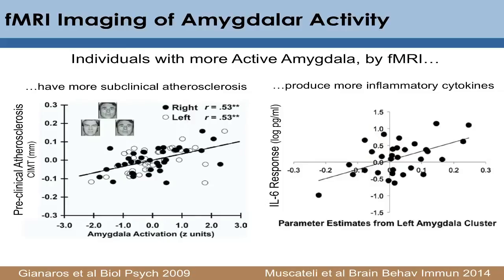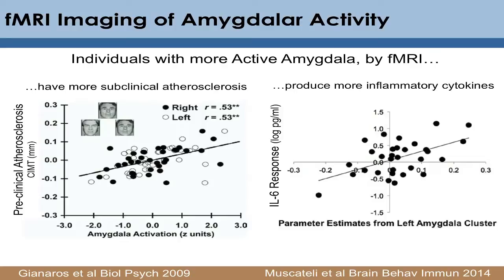One of the areas that we would be interested in to look at stress is the amygdala. It is the part of the salience network. When things change in the environment, the amygdala becomes upregulated. What we've learned from fMRI studies is that individuals with more active amygdala by these fMRI tend to have more subclinical atherosclerosis and produce more inflammatory cytokines. Let me explain what this slide shows. So if you look at the amygdalar activation by the imaging scan, those who have more activation end up having more enlargement of the carotid artery, the vessel going to the brain.